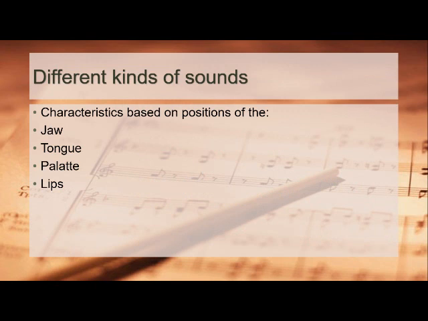Once air has passed through the larynx, it then takes on distinguishing characteristics based on the position of the jaw, the tongue, the hard and soft palate, and the lips. Before we can go any further, we need to talk about the anatomy of the mouth. Check out the video in Schoology for a visual demonstration.